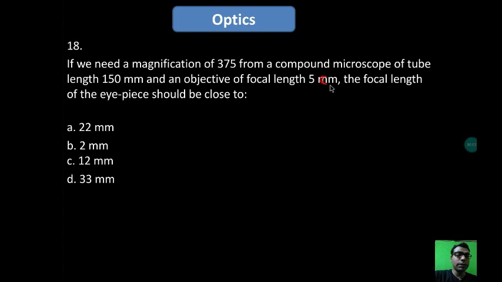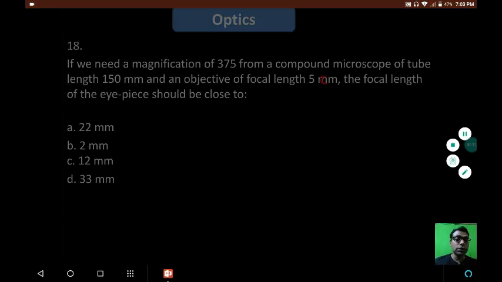And now the problem is from the optics, and it is a very simple problem where you have to plug in the values in the formula and you get the answer. If we need a magnification of 375 from the compound microscope with a tube length of 150 millimeter and an objective focal length of 5 centimeter, the focal length of the eyepiece should be close to what? We have to find the focal length of the eyepiece in this case.